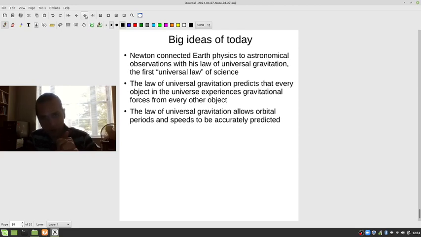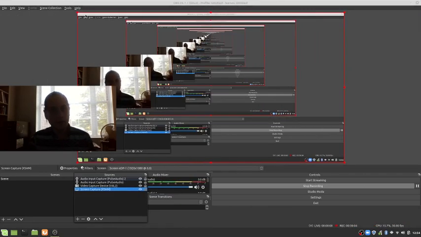Newton connects Earth physics to astronomical observations with his law of universal gravitation. The law of universal gravitation predicts that every object in the universe is attracted gravitationally to every other object, and the law of universal gravitation allows orbital periods and speeds to be accurately predicted. So that connects this sort of centripetal force with a direct type of force that you can measure in the laboratory, this gravitational force.